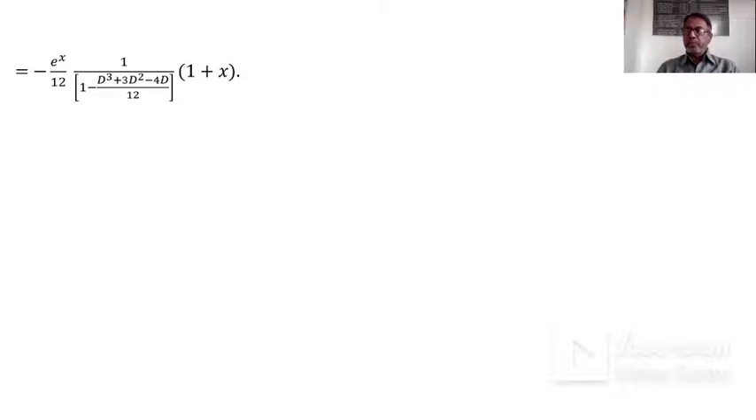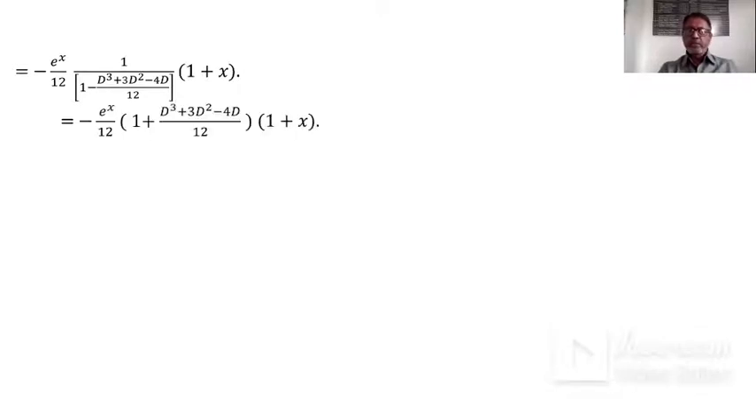Here we take the lowest degree term, minus 12, with the sign also outside. This is equal to minus e to the power x upon 12, times 1 upon 1 minus (d cube plus 3d square minus 4d upon 12), operating on 1 plus x. Now we want to take the expansion by using 1 upon 1 minus alpha, which we have written as 1 plus alpha plus alpha square plus alpha cube and so on.